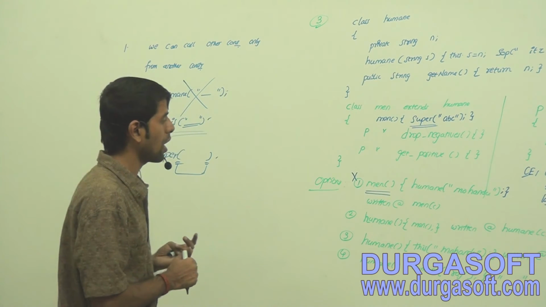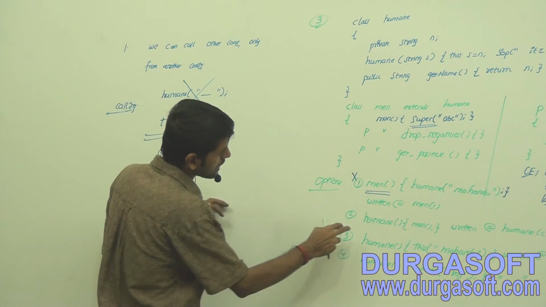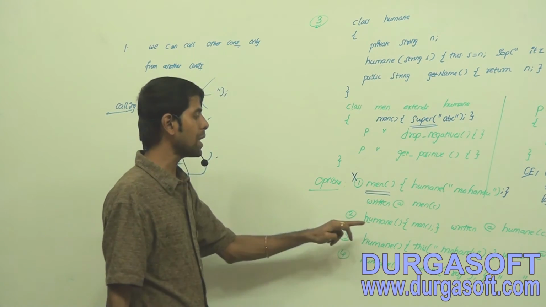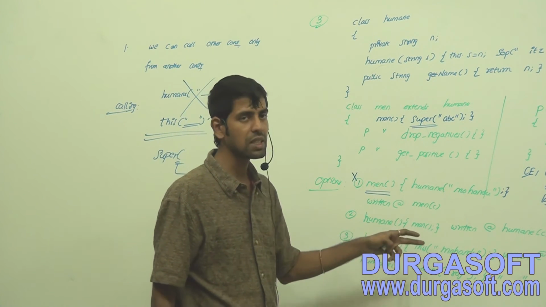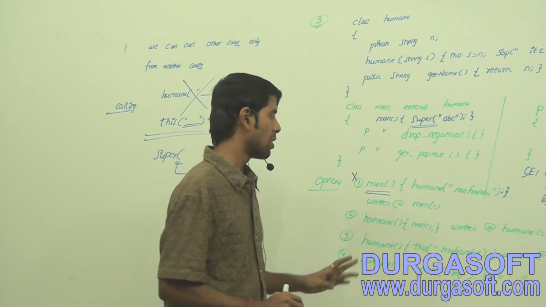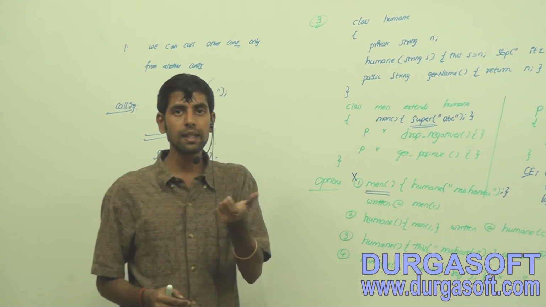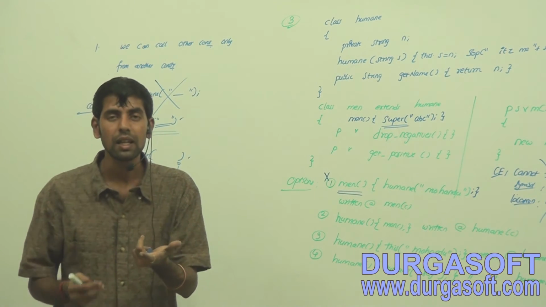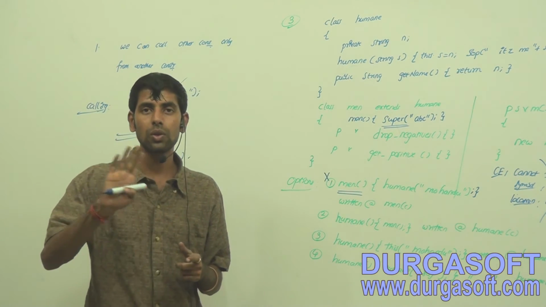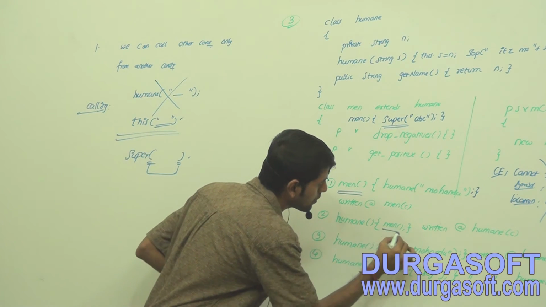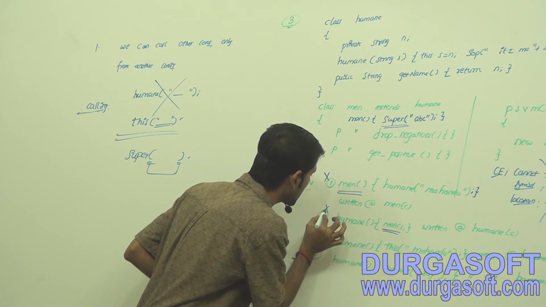Now observe here. Come to this second option. What is this? Human constructor main. Once again the dummy option. Within a constructor you are calling another constructor by using a name, which is invalid. You should not use that one. You are calling with a name, which is also an invalid thing.